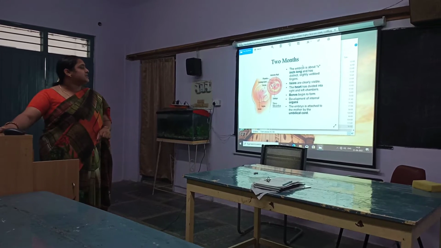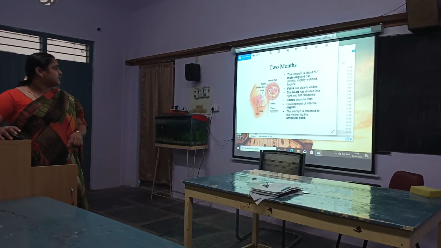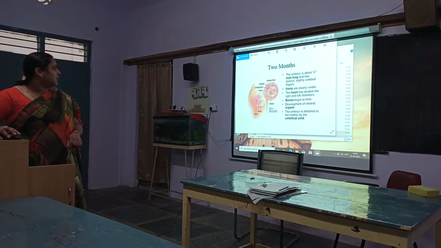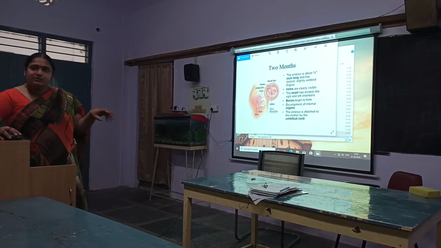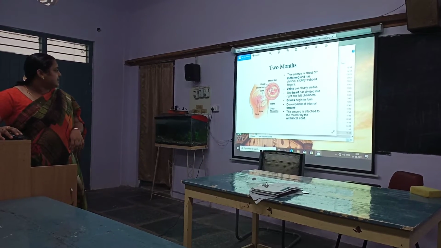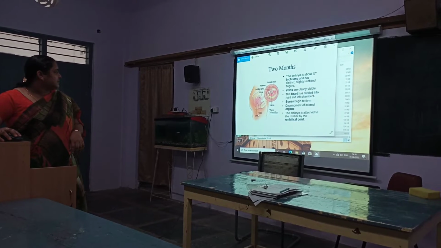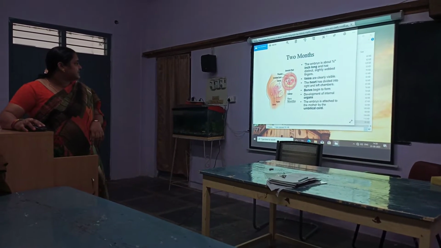The embryo is attached to the mother by the umbilical cord. You can see here the embryo and the amniotic fluid, which is always moving. You can see this is the mother. You see the umbilical cord, which is attached here. This is the vaginal portion and this is the cervix.